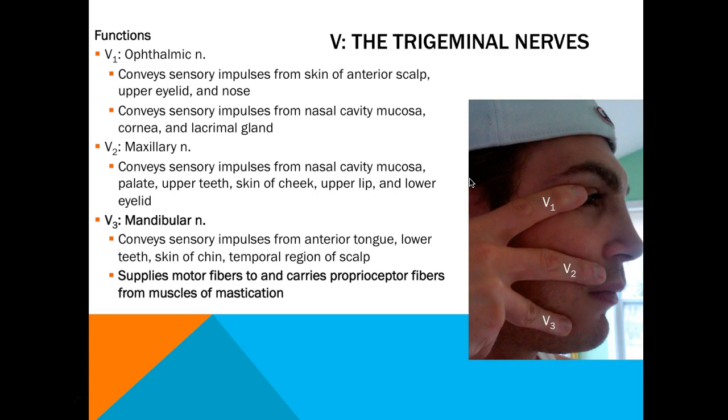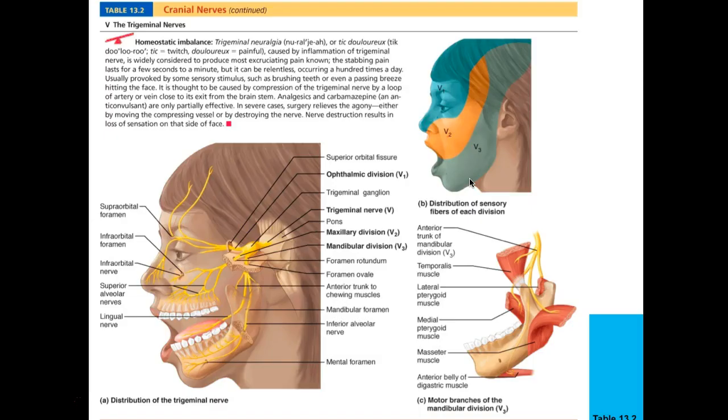And lastly, we have V3, which is in the region of your mandible bone. So we are getting sensory impulses from the anterior tongue, lower teeth, skin of your chin, and temporal region of our scalp. And we also have our motor fibers in here, and that is going to innervate our muscles of mastication. And we also have proprioceptor fibers here. This is just an illustration of the regions of sensory impulses that come from V1, 2, and 3. And you can also see the muscles of mastication here that V3 is innervating.